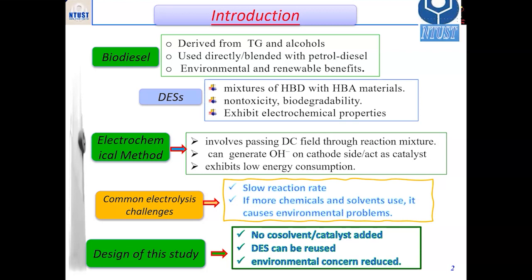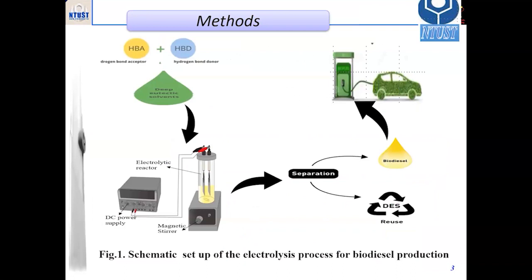In previous research, electrolysis had some challenges. One is that the reaction process is slow. So we designed this with no co-solvent, and the DS can be reused, and it is environmentally friendly. So here is the electrolysis process method.